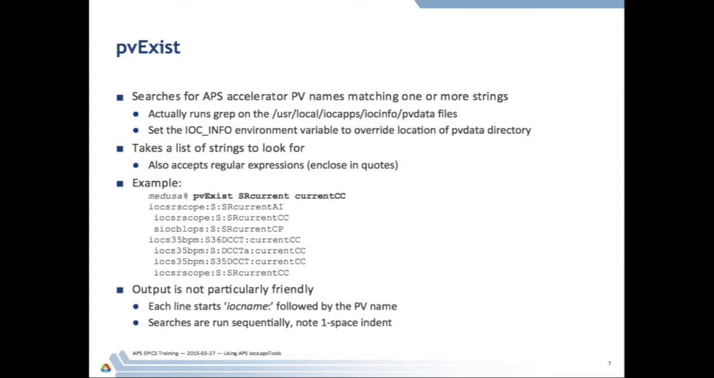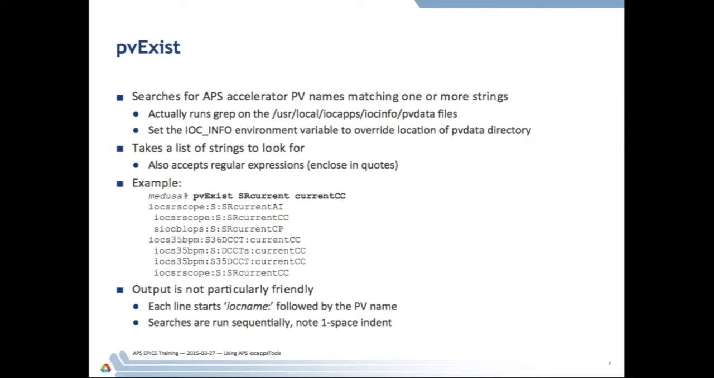that particular string. As before, this uses that IOC info environment variable to actually tell it where to find the IOC info PV data files. So you can override that in your own if you're using this somewhere else. And basically, you can take a list of strings. It can be more than one string. And you can also provide regular expressions.